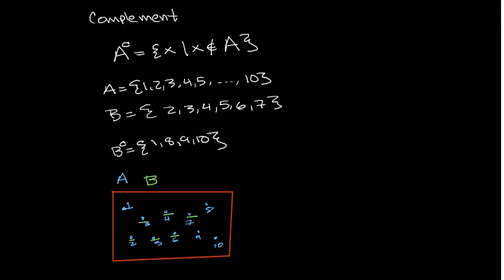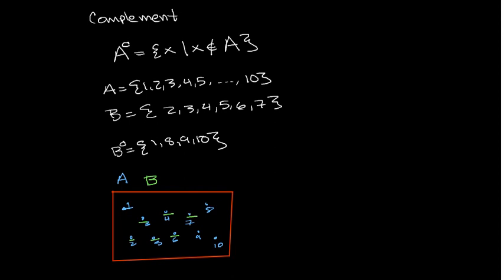So the complement of B, the complement of all the points that have a line below them, in context or in relation to the set A, which is the set of all the points, is going to be just the set of 1, 8, 9, and 10. So to define complements, we have to define it in relation to another set.